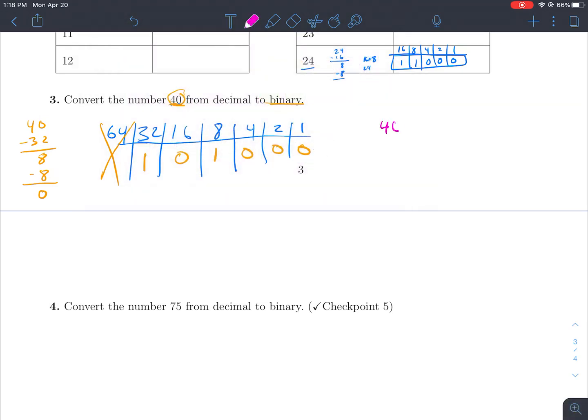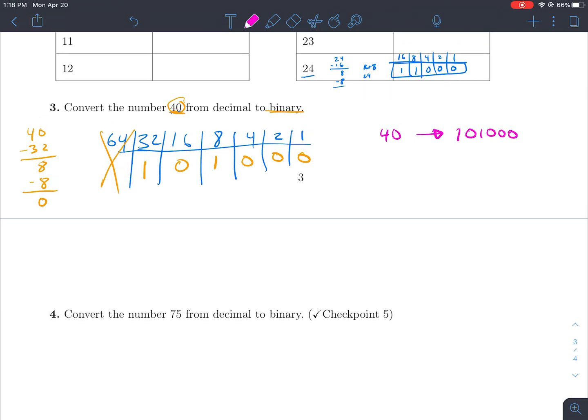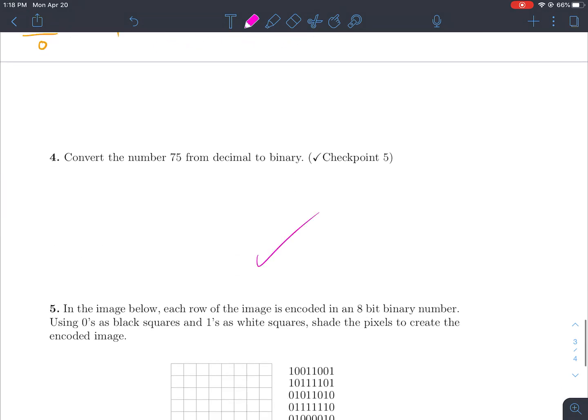So the number 40 in decimal becomes the number 101000 in binary. And that's how your computer might actually store this number inside of its hard drive. All right, so try the next one on your own.